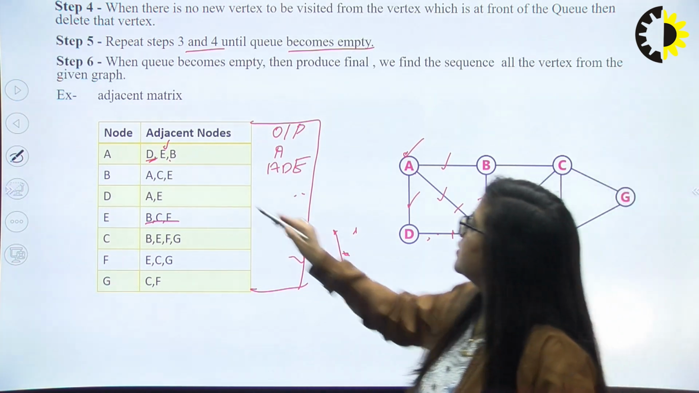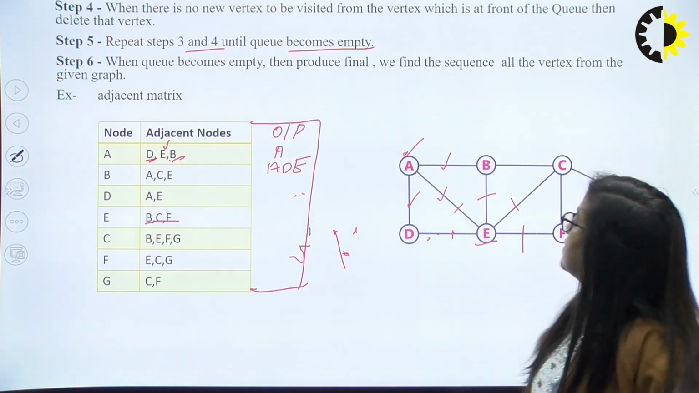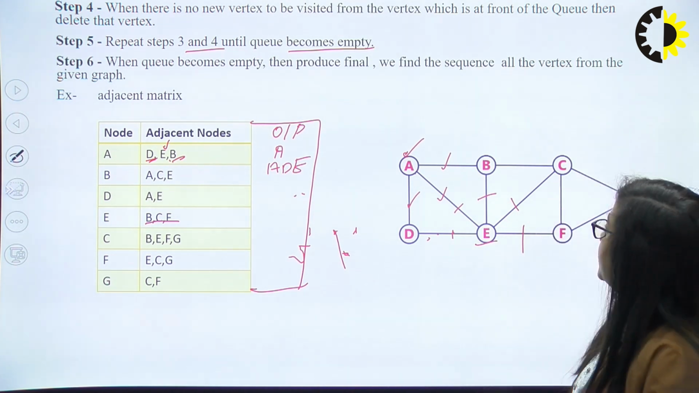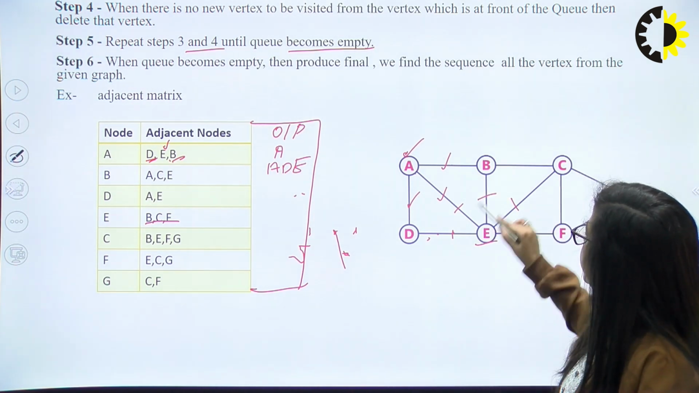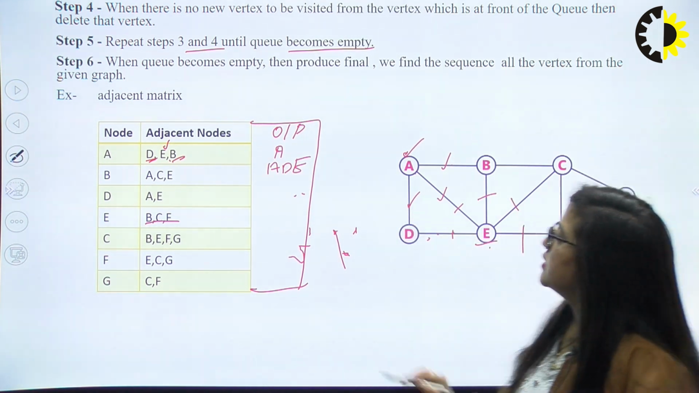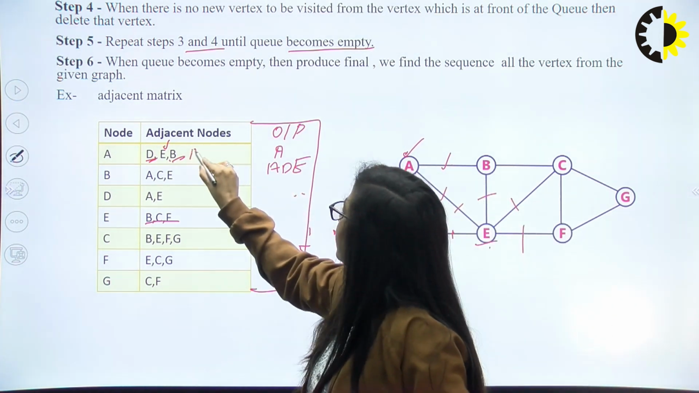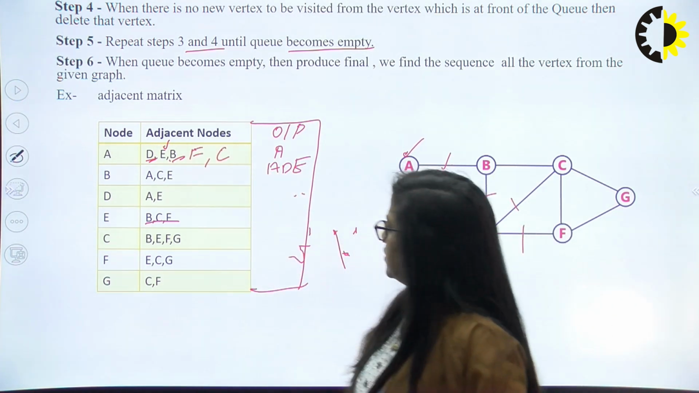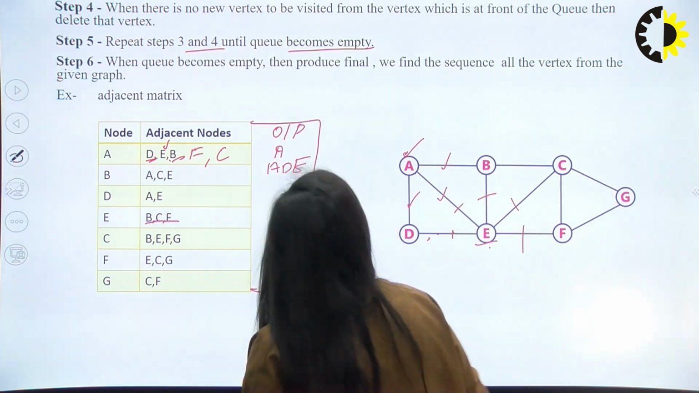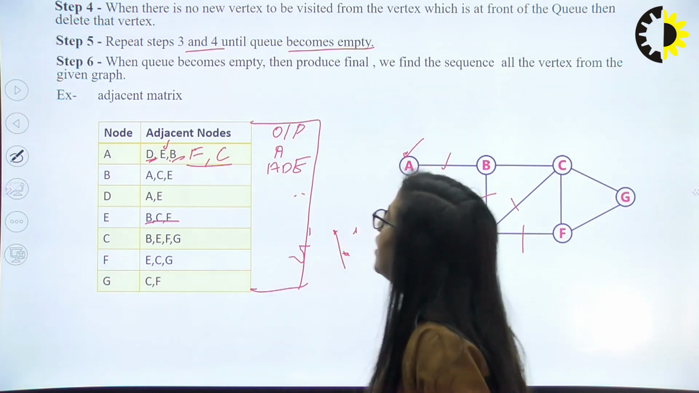Now the next one is B. B is directly connected to A, which is already printed, and E, which is also printed. The next one is C. Here we have F and C, so F and C are added to the queue.